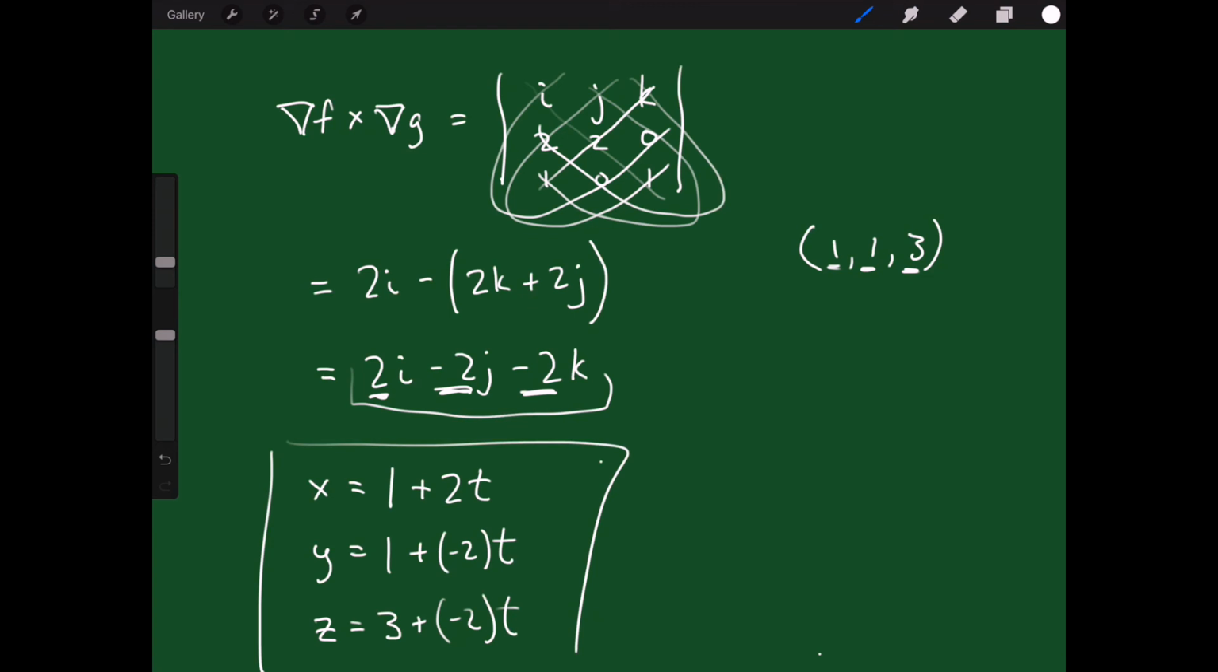So I was able to use information about the gradients of each to find a vector perpendicular to both. And then I was able to use that vector to create a parametric line that is tangent to the curve. Make sense? Okay, I hope so. Time for some homework.